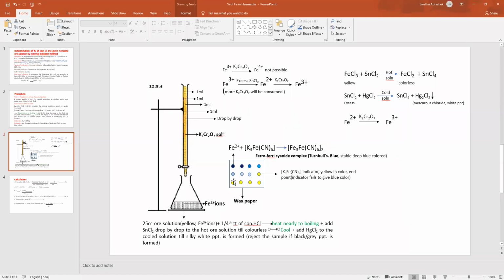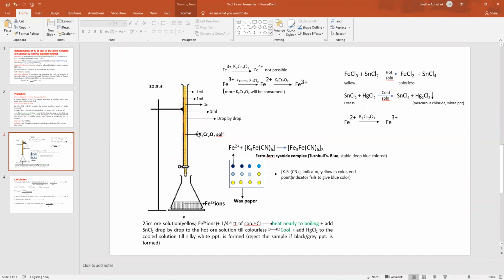So what is the indicator used here? An external indicator, that is K3FeCN6, which is naturally yellow in color. What is the natural color of the indicator? It is yellow. Now, what does your ore solution consist of? Ore solution consists of ferrous ions. We started with ferric ions, and these ferric ions are reduced to ferrous ions by adding stannous chloride, and I have already discussed why. Now at the end, what does your ore solution in the conical flask consist of? Ferrous ions. Now you have to perform a titration. So what is taken in the standard flask? What is taken in the burette?